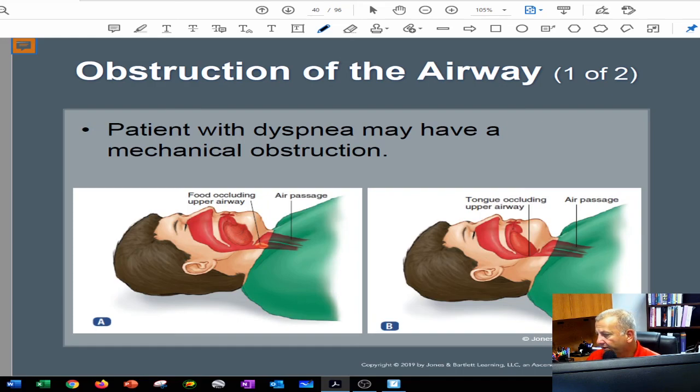I'm breezing through here because you guys don't need all of this. This is all stuff you've had in EMT school. I'm just trying to see if there's any type of new physiology that we need to cover, or maybe something that you need a refresher on. And I don't see any.